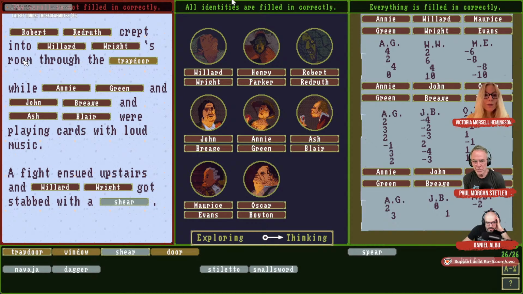Are we sure this was Willard Wright's room? We're sure that was his room, right? Yeah, because Willard was the one who died, right? Yeah, but that doesn't necessarily mean that was. But I guess it had to have been.